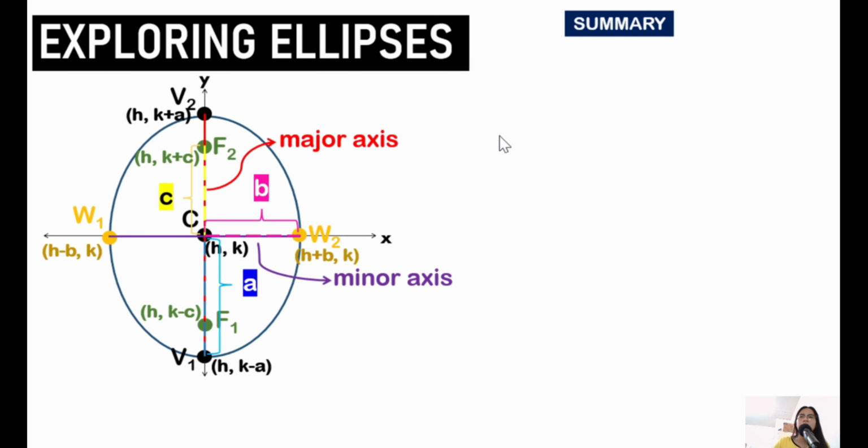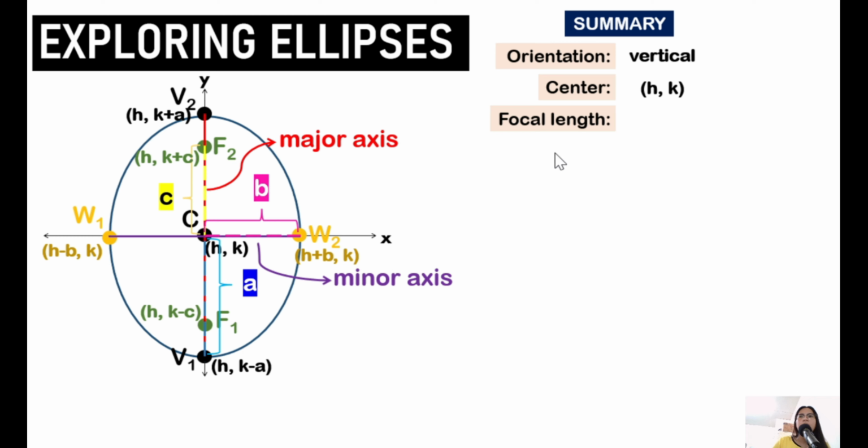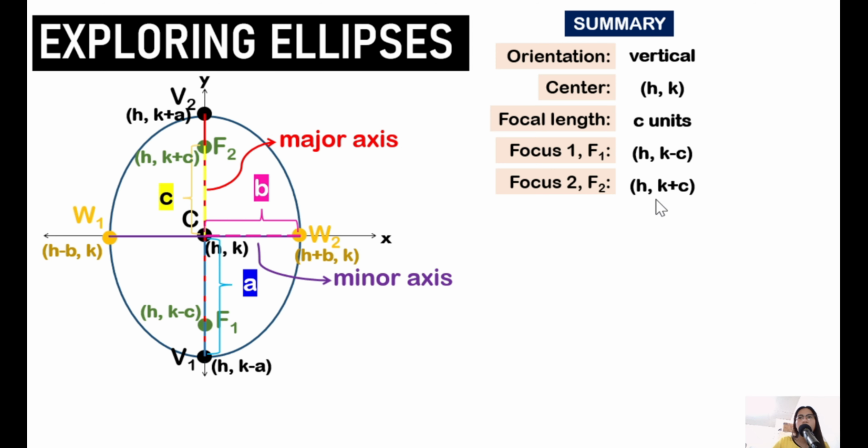Okay, let's have a summary. So, ang orientation is obviously vertical. Ang atong center na sa HK. Ang focal length, C units. Ang coordinates sa atong focus 1 is H, K minus C. Ang coordinates sa atong focus 2 is H, K plus C. Okay? Ang major axis nato, ang length kay, again, A, no? A from center to V1 o center to V2. So, A plus A, 2A.